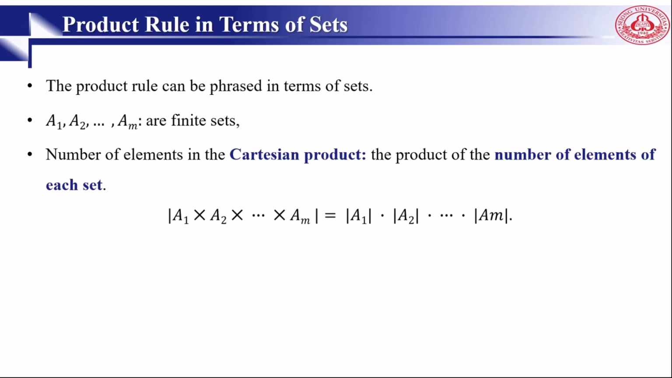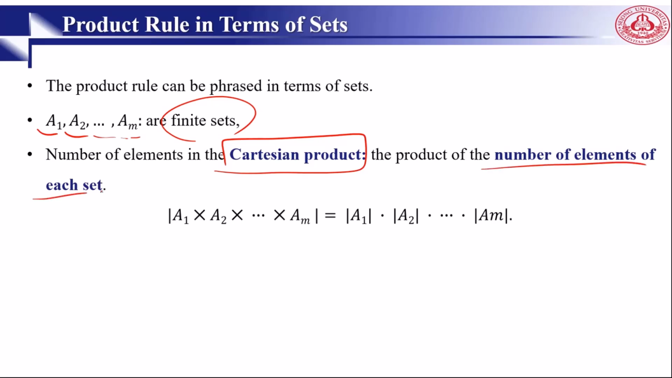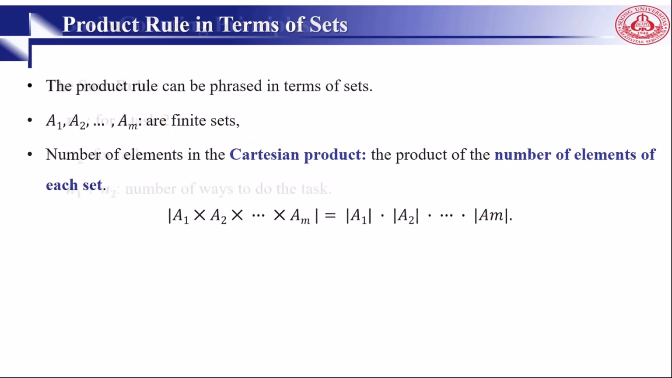The product rule can be phrased in terms of sets. If we have, for example, A1, A2 up to AN as finite sets, then the number of the elements in the Cartesian product of those sets is the product of the number of elements of each set. So by the product rule, we can say that the size of A1 Cartesian product A2 up to AN is the size of A1 times the size of A2 up to the size of AN. This is the product rule in terms of sets.